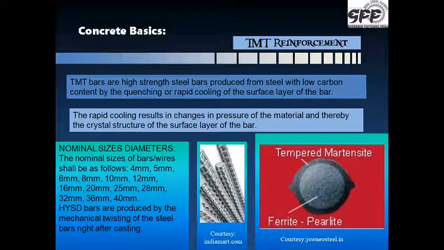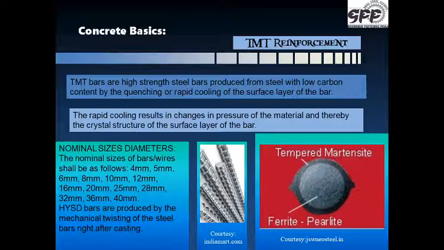Now the HYSD bars are produced by the mechanical twisting of the steel bars right after casting. No sooner are they cast than they are given a twist, and we get the HYSD bars. Both hot rolled as well as cold worked HYSD bars are used as a better quality alternative to the mild steel bars, that is Fe250, but at times, due to the process of mechanical twisting, there may be some surface deformities leading to wear and tear of the HYSD bars.